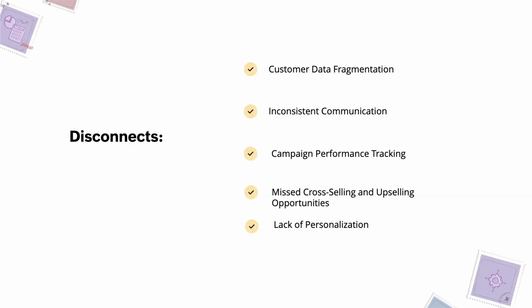There are a few things: the data will not be on the same page. There will be data fragmentation and inconsistent communication. So if John is generating a few leads and they are not given to Lisa at the correct time, they might lose the deals or might not get the customers at the right time.